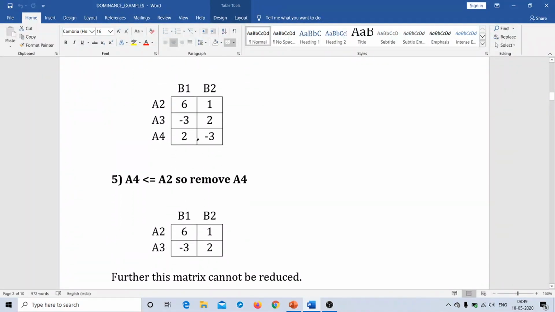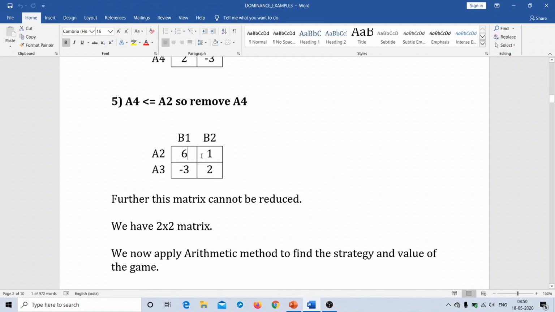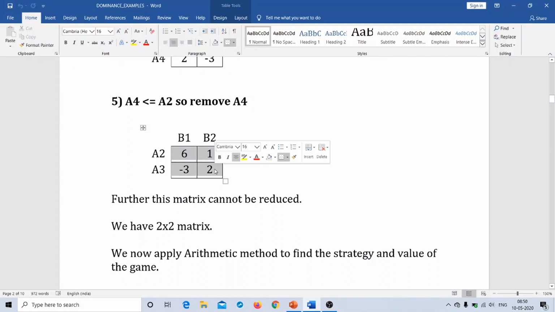Then here I find that A4 is less than or equal to A2. 2 less than or equal to 6, minus 3 less than or equal to 1. So I remove A4, and then I get this 2 cross 2 matrix with player A having A2 and A3 strategy and player B having B1 and B2 strategy. Now if you closely observe this particular 2 cross 2 matrix, this matrix further cannot be reduced.